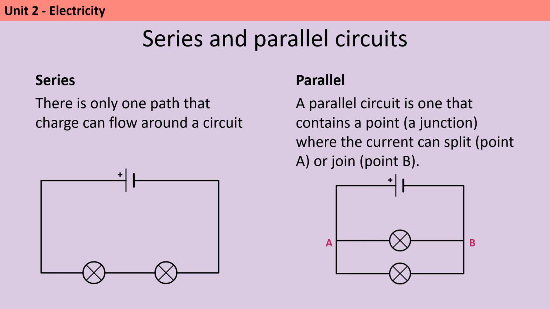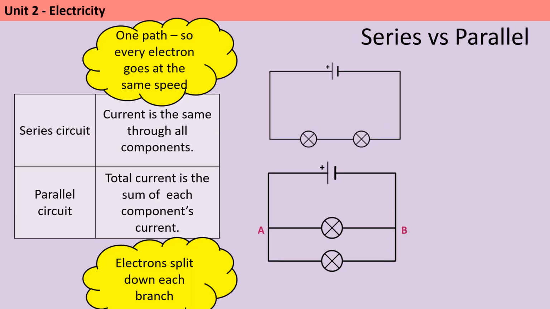So some charges are going to go past one light bulb and some charges are going to go past the other light bulb. For series and parallel circuits, you need to be able to discuss the current, so how quickly the charges are moving, and also the potential difference, which is the amount of energy that's being transferred to these different components. If we think about the series circuit first and current, we've said that current is about how many charges pass a particular point per second.